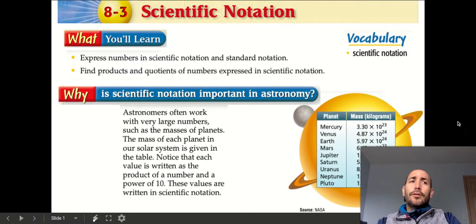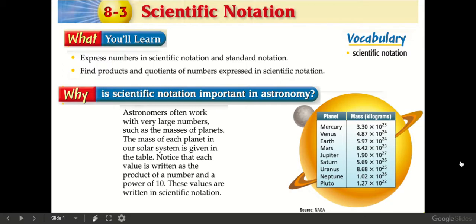Scientific notation is important in astronomy because astronomers often work with very large numbers, such as the masses of planets. The mass of each planet in our solar system is given in the table. Notice that each value is written as the product of a number and a power of 10. These values are written in scientific notation. So here are the values written in scientific notation, like Mercury, which is written as 3.30 times 10 to the 23rd power.